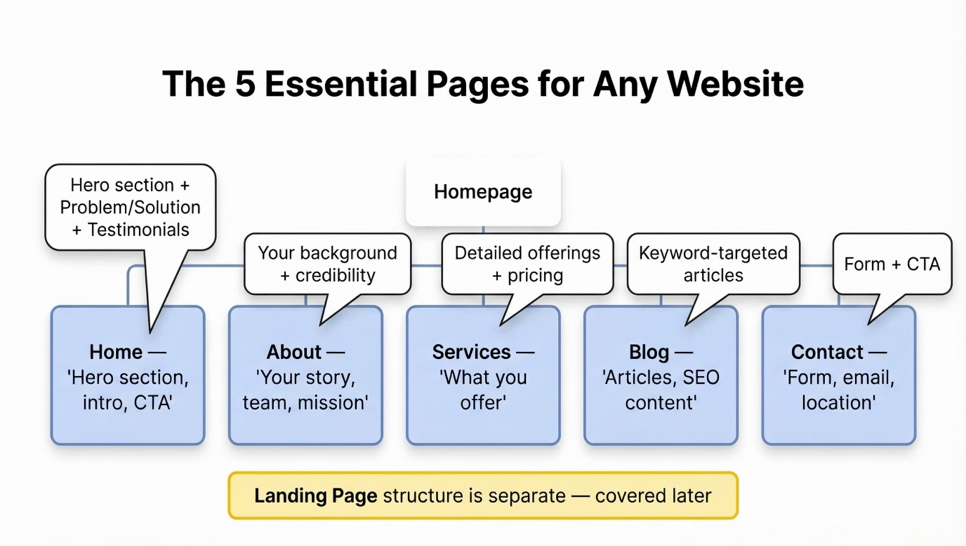Let's break each page down a bit more. Your home page should have a hero section at the top, then a problem-solution section, benefits, and testimonials. That's landing page structure. About is your credibility builder. Services is where you convert visitors. Blog is your long-term SEO engine, and contact is your conversion endpoint. Note that a dedicated landing page has its own separate structure. That's a topic for later.